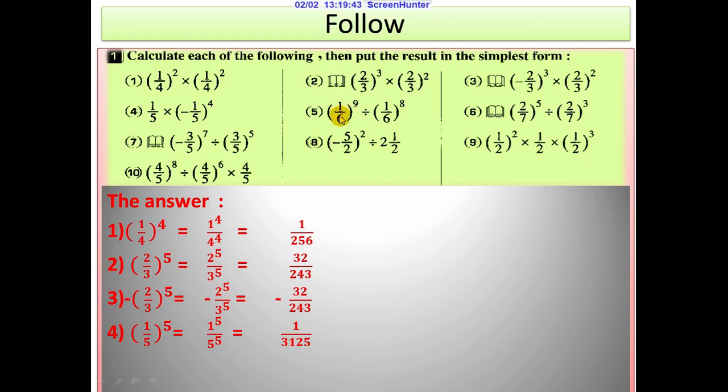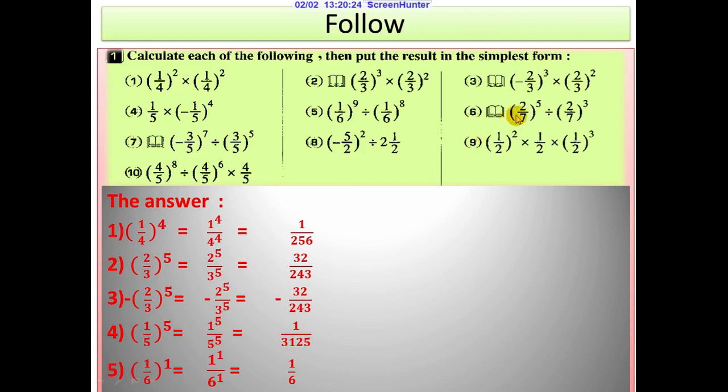Let's see number 5 here. In this number 5, we divide two like bases. How to solve it? I told you before, when we divide two like bases, we must subtract their powers. So number 5 here, it will be 1 over 6, and 9 minus 8 is equal to 1, not 2. So (1/6) here raised to power 1, and we can distribute this power up and down. It will be equal to 1 raised to power 1 over 6 raised to power 1, finally equal to 1 over 6.